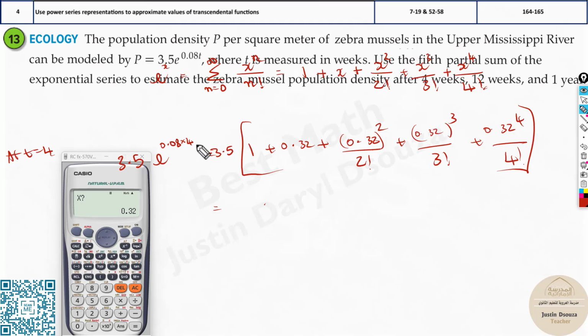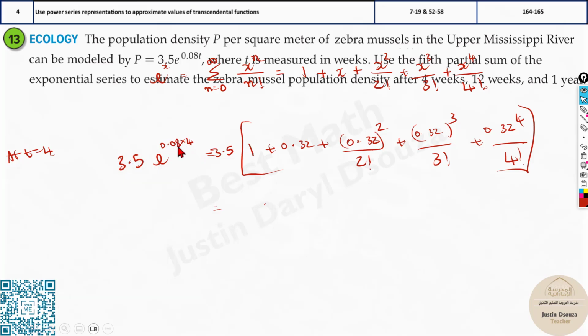For the next one, you have to multiply 12 times 4. So, sorry, not 12 times 4, 12 times 0.08. This one, instead of 4 now, we have to take 12 weeks. Let me write it out. At t equals 12, it'll be 3.5 e to the power 0.08 times 12. And similarly, you can do the substitution over here as well. And for 1 year, you need to take 52 weeks. How many weeks are there in a year? 1 year is always equal to 52 weeks. So this is the substitution for the last one.